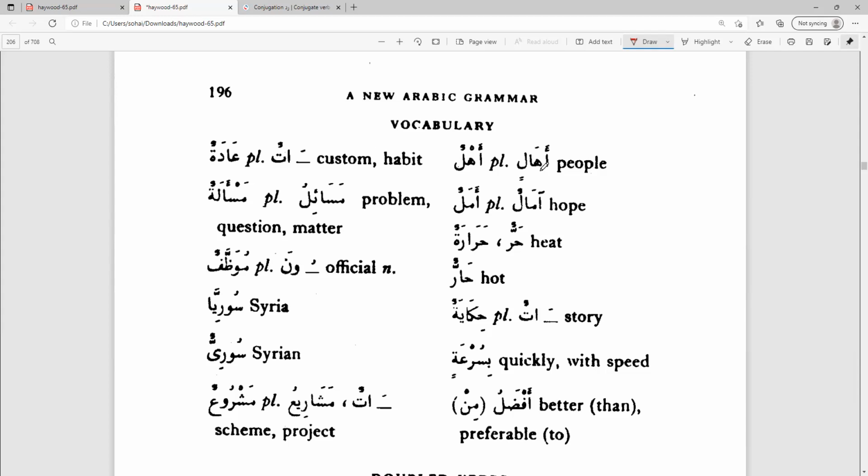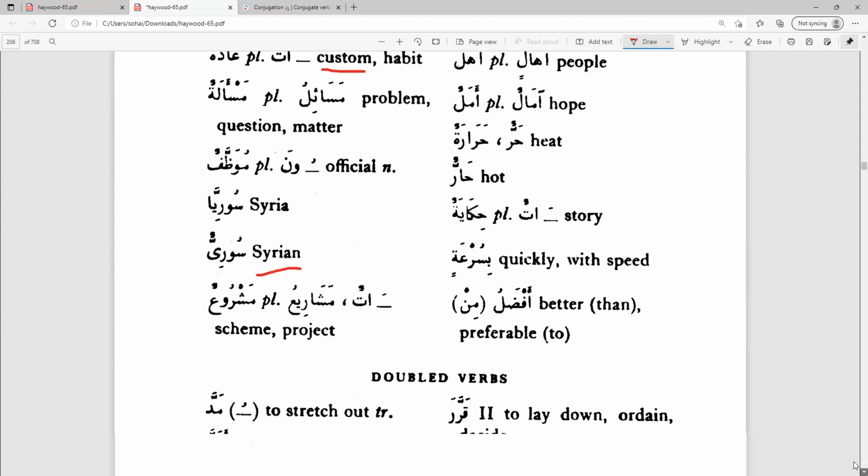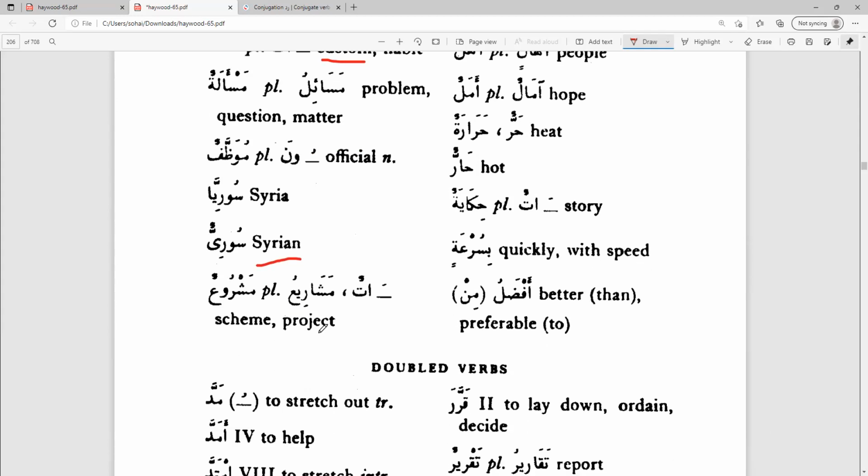Where's this one? So these are just vocabulary. Adatun, custom, habit, similar in Urdu. Mas'alatun, problem. Again, an Urdu word, the same word you use in Urdu. And the broken plural is masailu, problem, question, matter. Muwazzafun, official. It's a noun. Muwazzafuna is the sound plural. Suriya means Syria. Suriyun, Syrian person, or Syrian food or whatever.